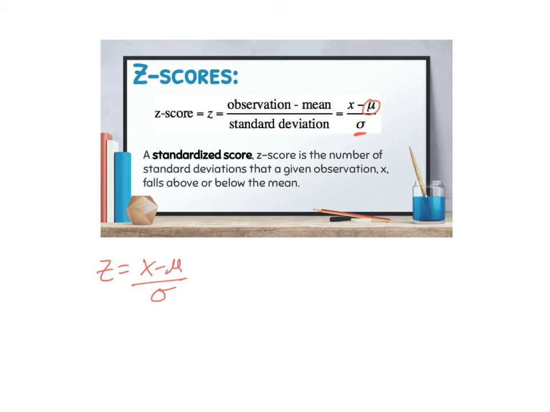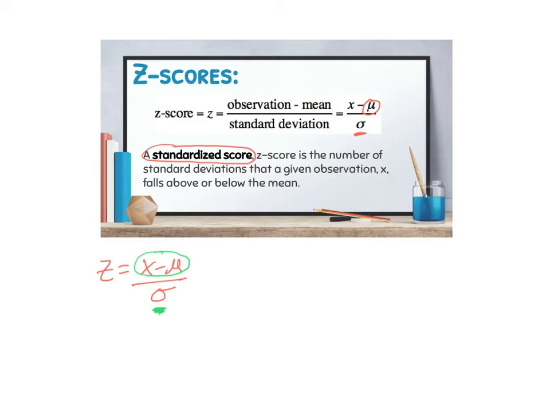This is called a standardized score, in that it gives us a score that is relative to the position of the piece of data, which then allows me to compare it to maybe the z-score from a different distribution. A z-score is the number of standard deviations that a given observation x falls above or below the mean. Notice in the equation, we find how far our piece of data is from the mean, and then we divide it by the standard deviation. So we find out how many standard deviations we are away from the mean.